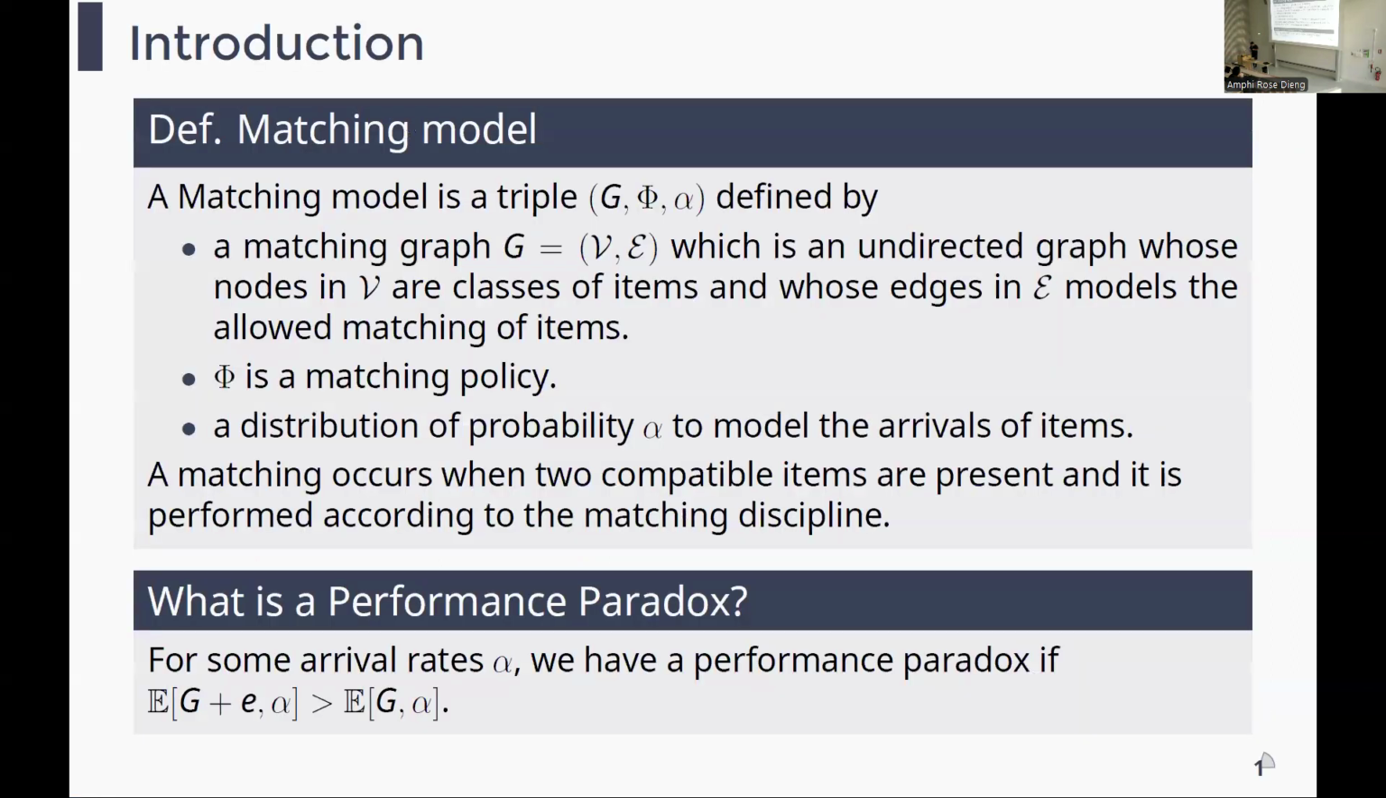Luan. So a stochastic matching model consists of a matching graph, matching policy, and the arrival probability. The items one by one come into the system. If they can be matched with an item, they are matched and leave the system. If not, they have to stay in the system. And the expected number of items is the performance. If the system has more items, it has a bigger performance.